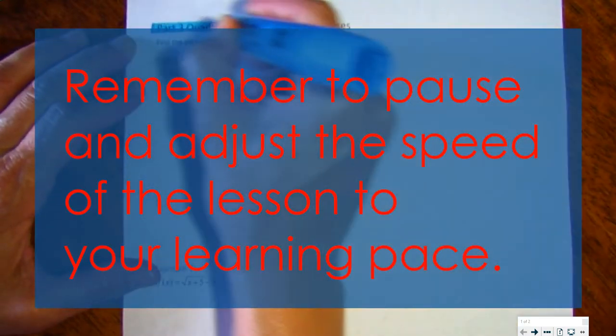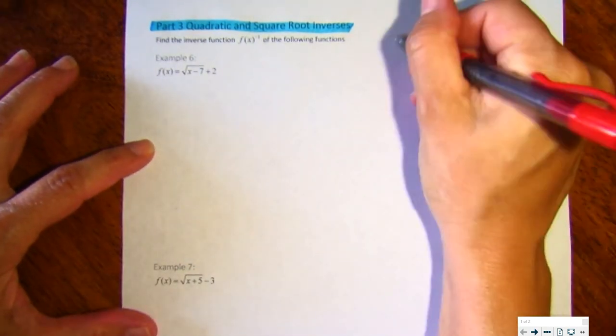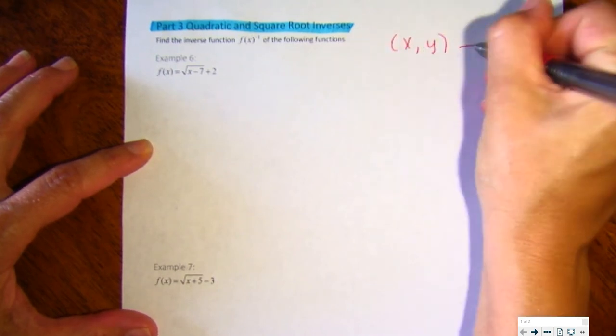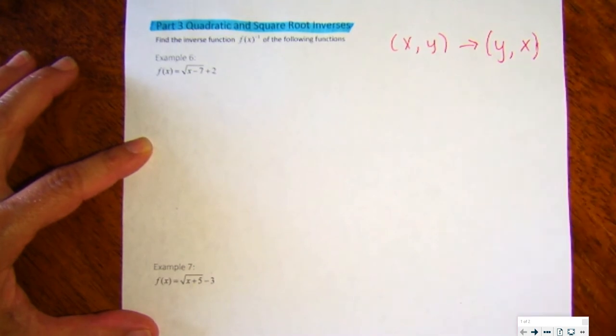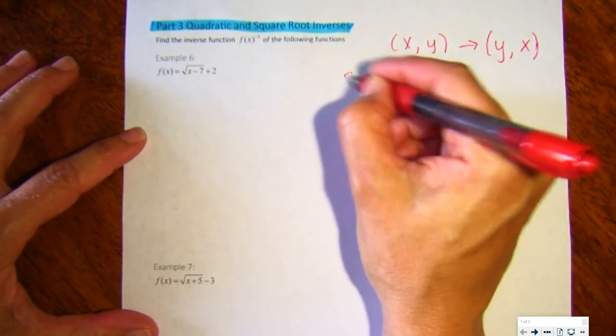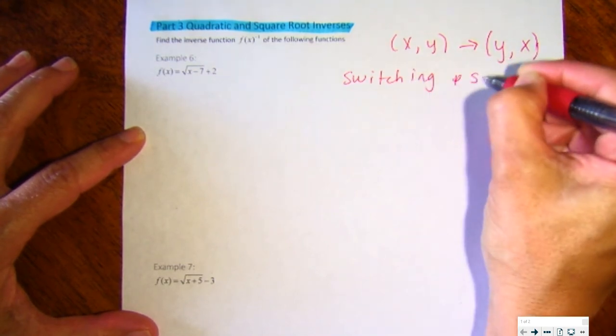Part 3, quadratic and square root inverses. Please remember, just like in the intro video, that inverses have alternate places of x and y. And to solve for an inverse, it is all about switching the x and y values and solving all over again.